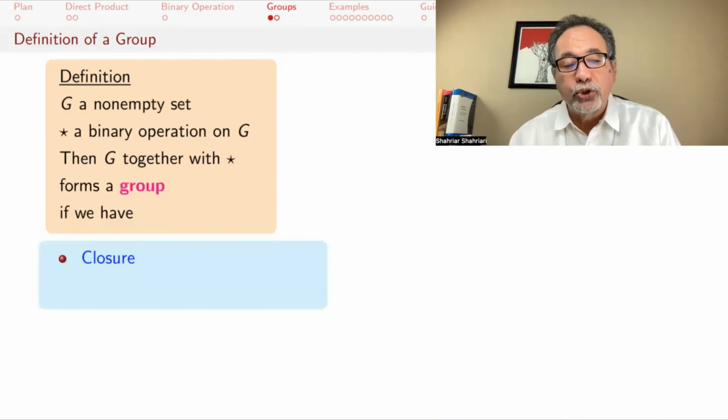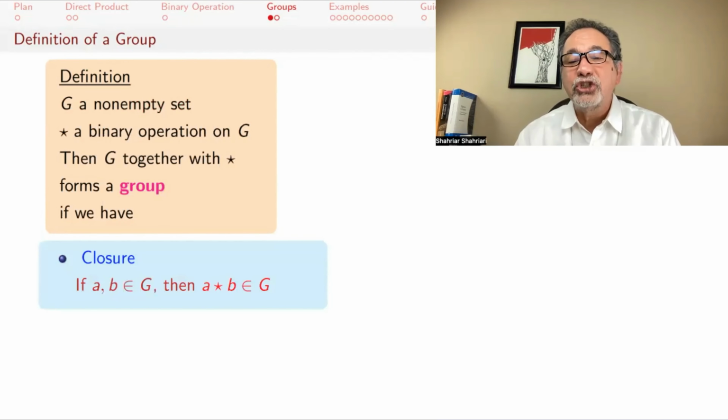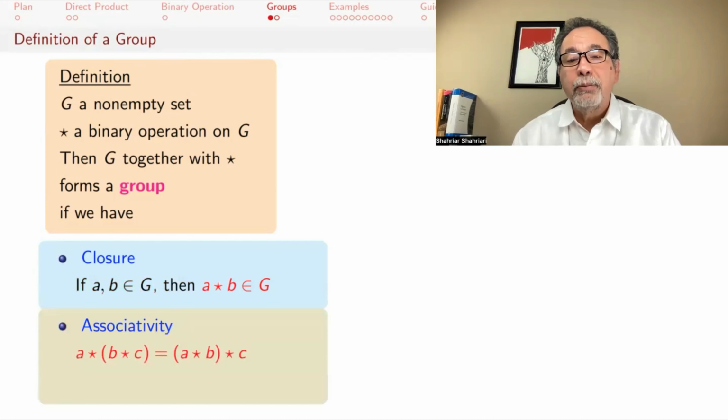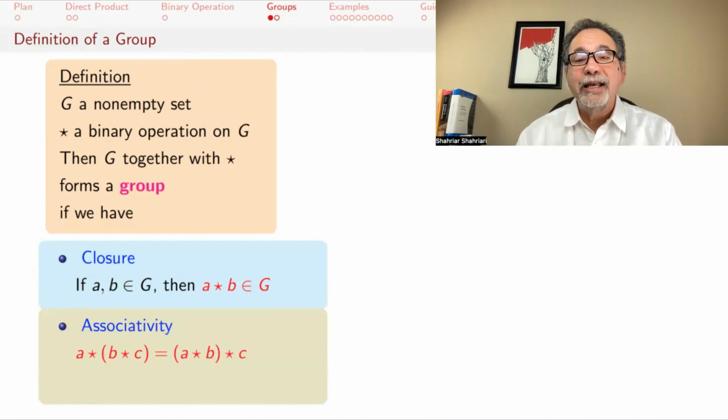The first one is closure. If A and B are in G, then A star B is in G. This is actually a part of the definition of a binary operation, and so I didn't really have to say it, but I want to say that for emphasis. You also have to have associativity. (A star B) star C should be the same as A star (B star C). And this should be true no matter what elements of this set you pick.